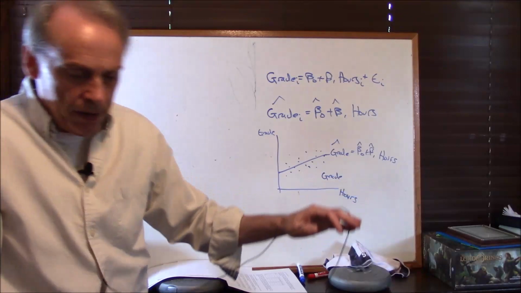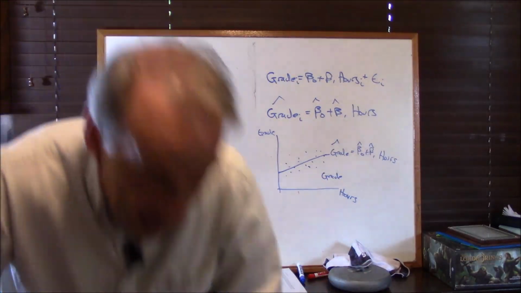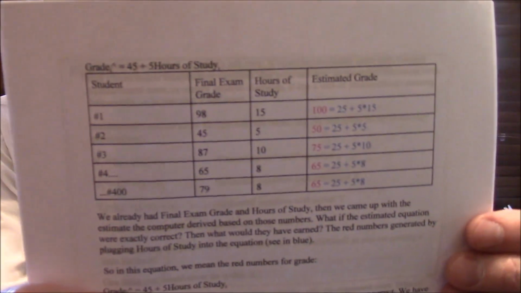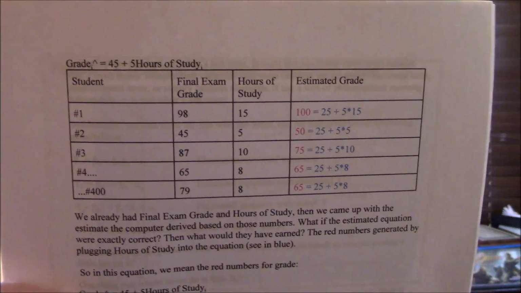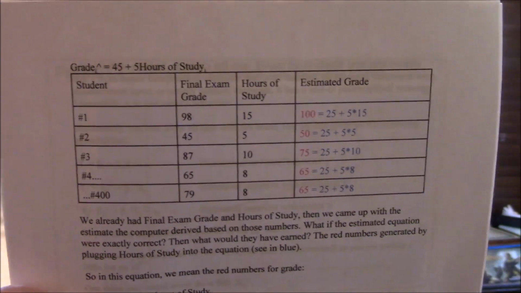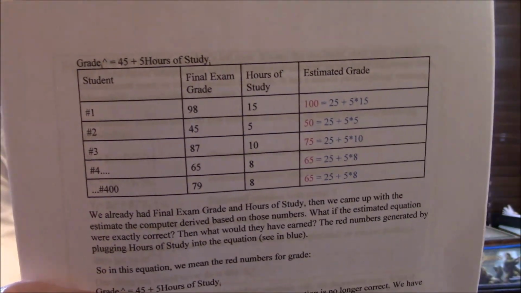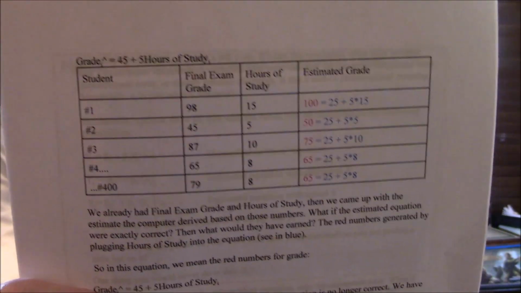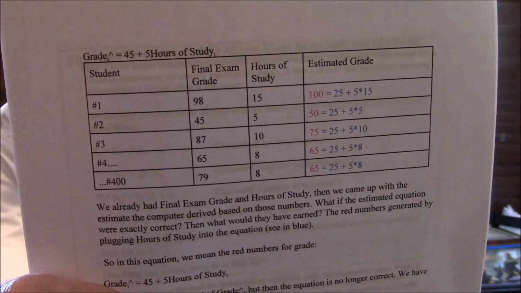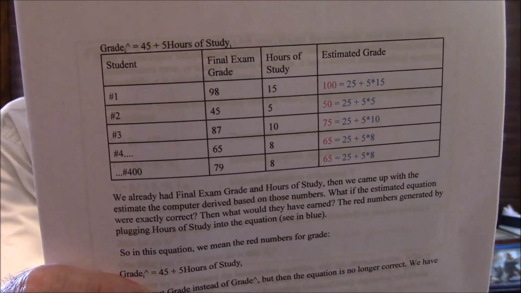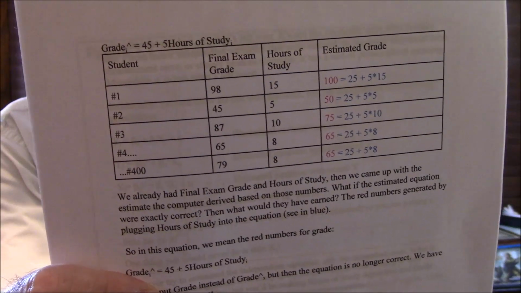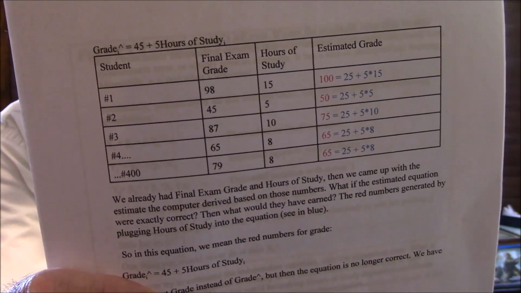When I was typing all this up, I could not find an easy way to put a hat over a variable, especially when it was more than one letter. So what that equation should say at the top of that little chart there is grade with a hat over it is equal to 45 plus 5 times hours of study, all right? And so on the far right over there, and this time I just wrote out the equation to make it easier to see, is what they presumably would have earned.